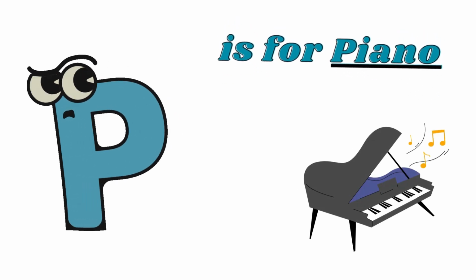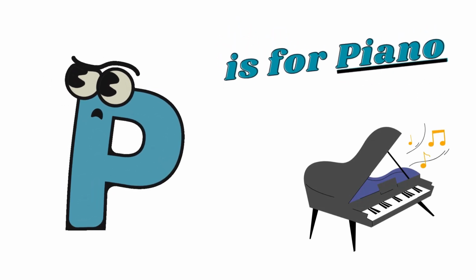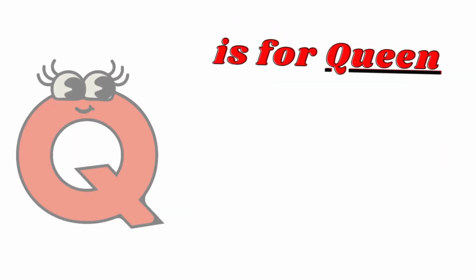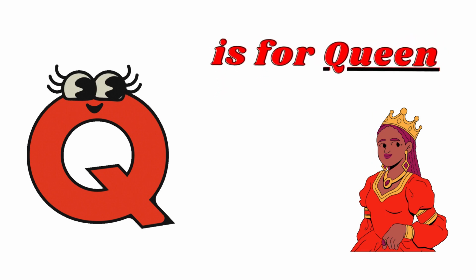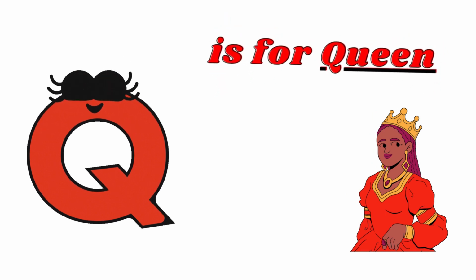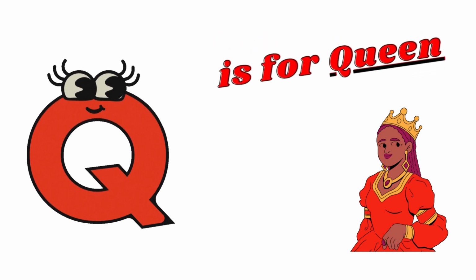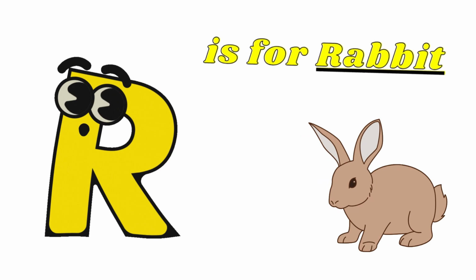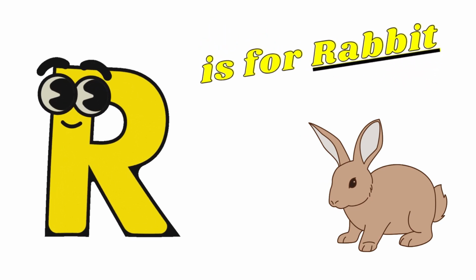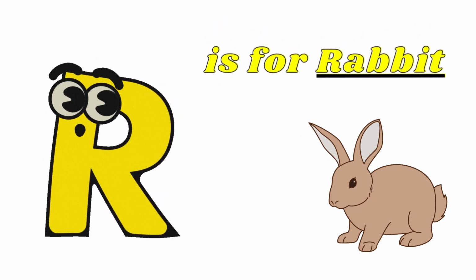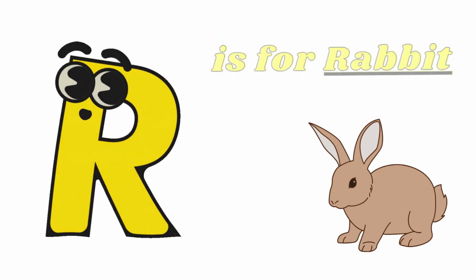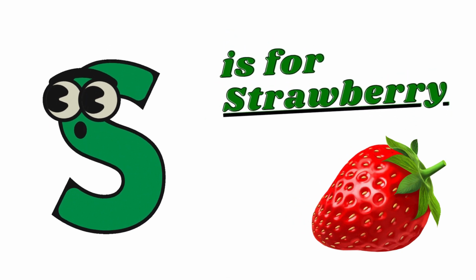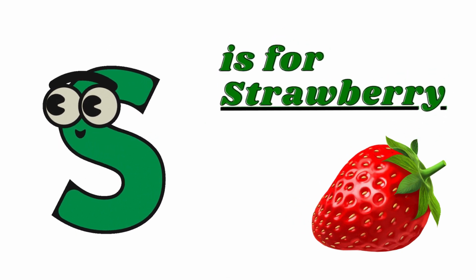P. P is for piano. Q. Q is for queen. R. R is for rabbit. S. S is for strawberry.